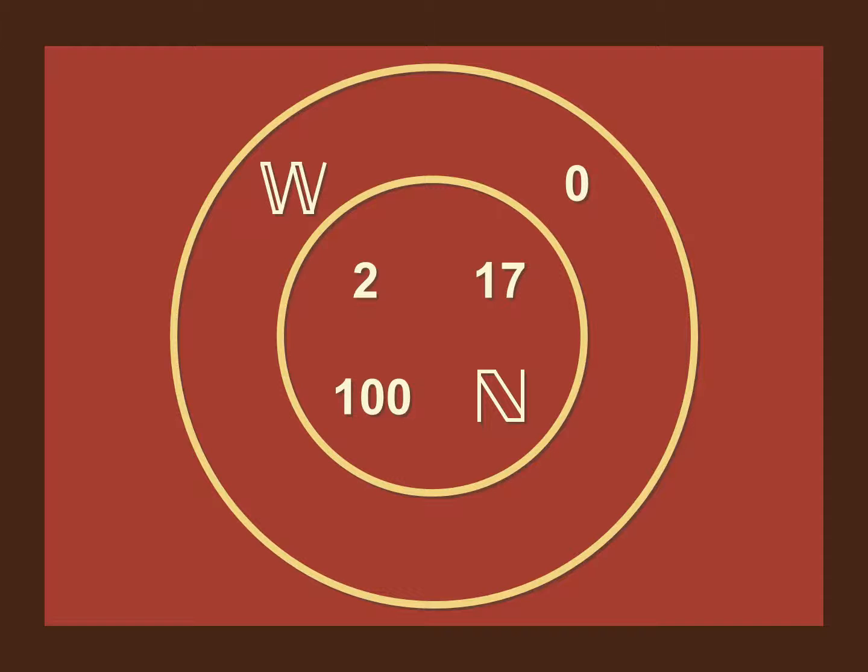If we were to draw this out, the set of natural numbers, this circle, lives inside the circle of our whole numbers. So everything that's a natural number is also a whole number. However, 0 is a whole number, but it does not live inside the circle of natural numbers.